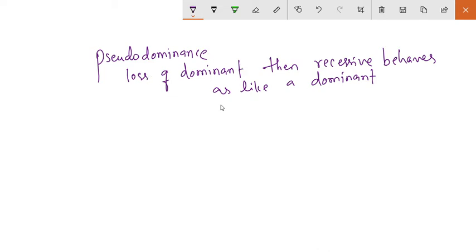So that is known as the pseudodominance. Okay. So due to the deletion, there is the development of pseudodominance. So all these are the examples of pseudodominance, that is the Friedrich syndrome or the Turner syndrome, etc. All these are pseudodominance.